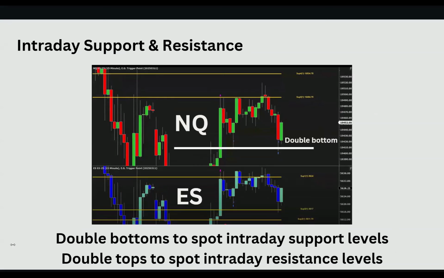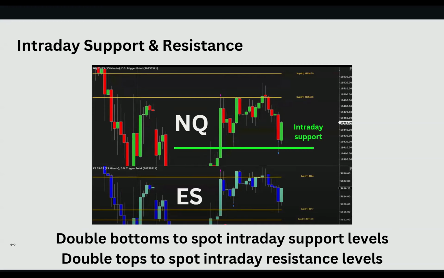So double bottoms can be used for spotting intraday support, and double tops can be used for spotting intraday resistance. But you need to be careful, as the market always creates double tops and double bottoms. However, when they are aligned with a trigger point of a correlated asset, it's like a hidden significant line created by the market, or exposed by the market in real time, and there's a high chance of a strong reaction.